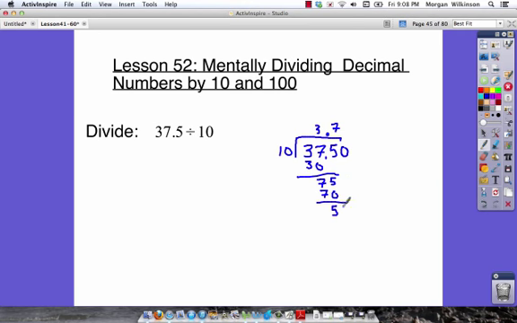75 minus 70 was 5. Bring that 0 straight down. 10 goes into 50 5 times. We've got an answer of 3.75.